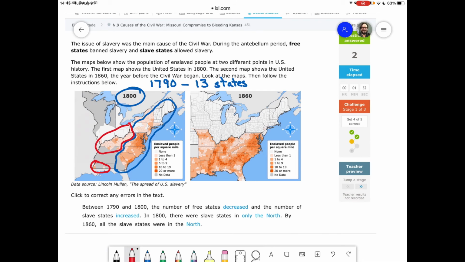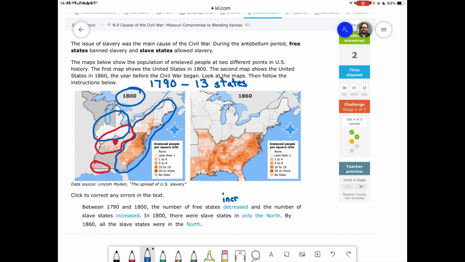For example, we see Kentucky right here. Kentucky was not one of the original colonies, but yet the entire state of Kentucky, we can see, is a slave state. We also see some territories up here that do not have enslaved people. So they are free states. So between 1790 and 1800, the number of free states increased.